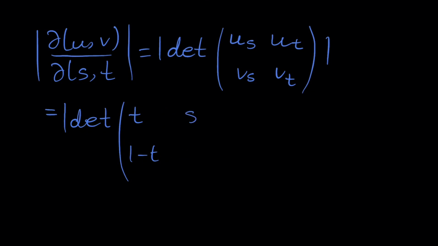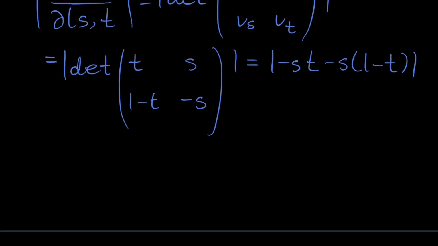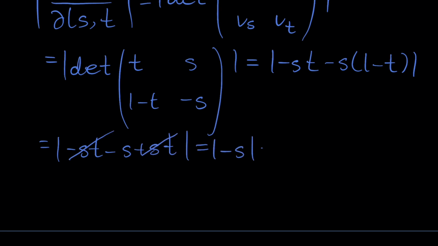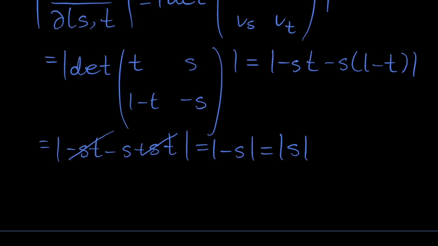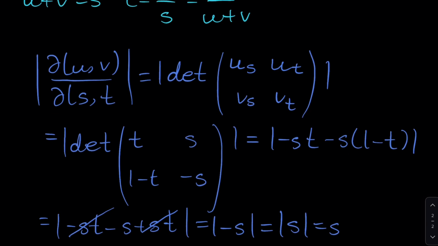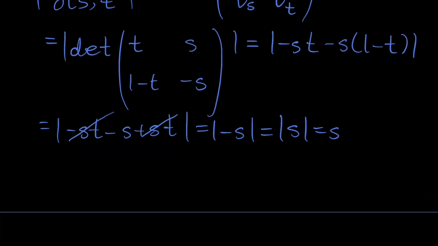Let me just separate these. Yep. This is equal to the absolute value of -st - s(1-t), which is equal to the absolute value of -st - s + st. These cancel out, which gives us the absolute value of -s, which is equal to the absolute value of s. And s is always going to be positive, as we'll see later. And so this is actually equal to s alone. Fantastic. So this is a pretty nice factor that we have out front.